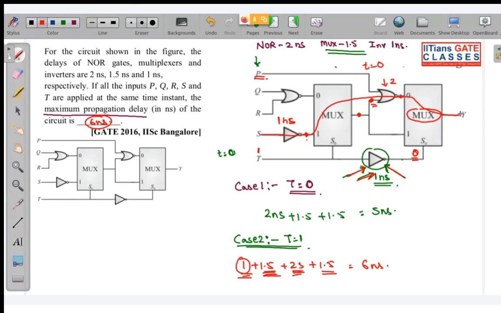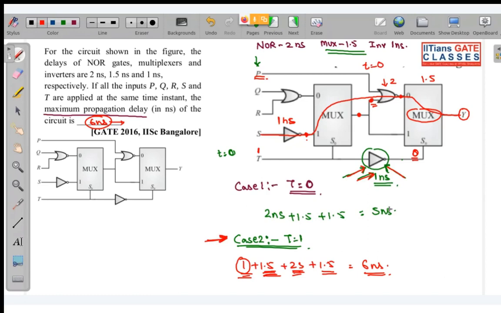So this input will be getting stabilized at output Y after 1.5 more nanoseconds. That is why I have basically added all of them and said 6 nanoseconds. Here it is asked maximum propagation delay. Maximum propagation delay is happening in the case of t equal to 1, so that is why my answer is 6, not 5. If they had asked minimum propagation delay instead of maximum, then your answer would have been 5 nanoseconds.